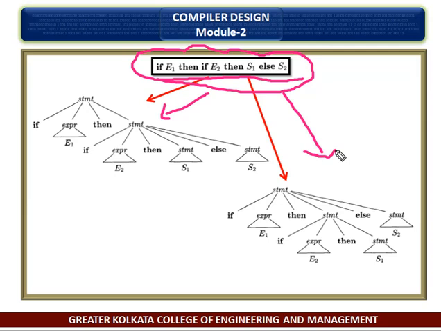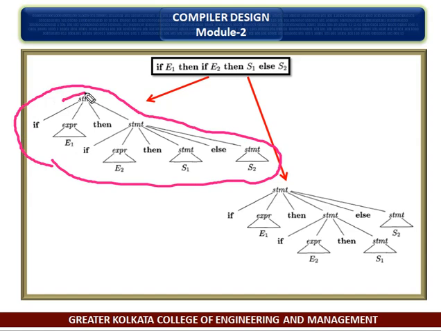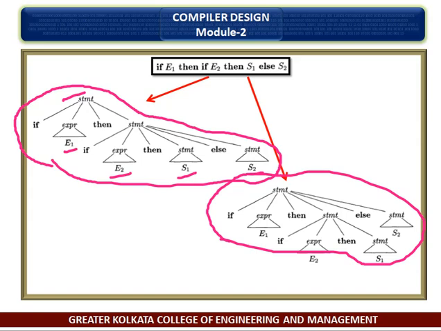So we will draw two parse trees for this expression, and that may be this one, depending on the previous grammar, one is the expression, and this one. So for the ambiguity, two parse trees have been derived.